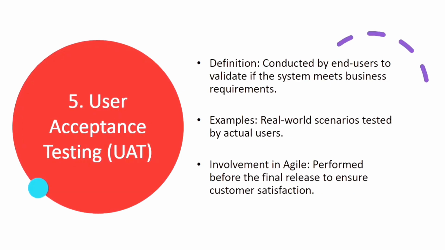Then UAT. This is mostly conducted by the end user, or sometimes the tester also does it as per real world scenarios. The tester puts themselves in the place of a real user and tries to execute real world scenarios or real world problems inside the software, and tries to identify bugs. So this is called user acceptance testing. In agile it should be performed before the final release, because it ensures customer satisfaction, guys.